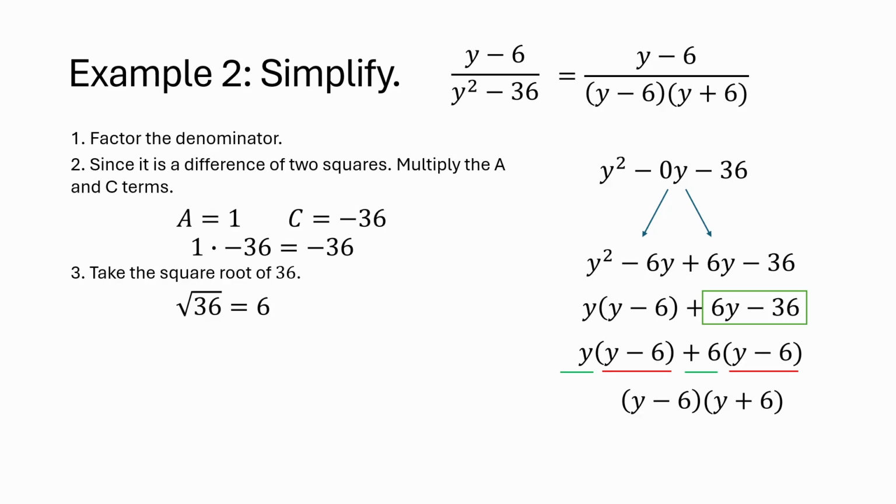Now I have a situation where I'll be able to simplify because everything is factored. And then notice that I have a y minus 6 in the numerator and a y minus 6 in the denominator, so those can cancel out. When I cancel those out, I'm left with a 1 on the numerator, and then the denominator will have the y plus 6. And so my final answer will be 1 over y plus 6.